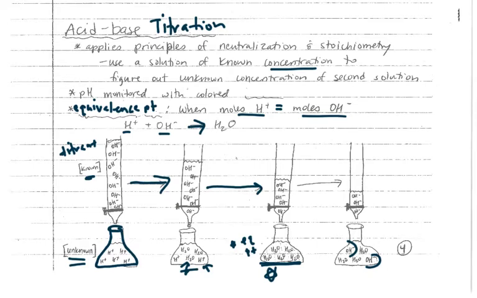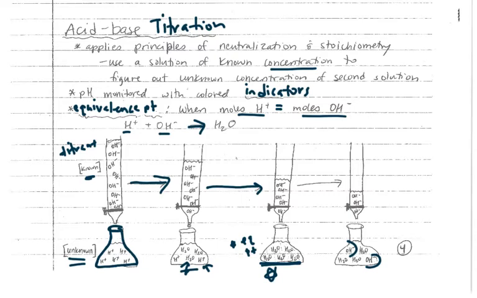So a very common way to monitor the pH, now you can use a pH meter and monitor the pH that way, but a very common way to do this is to use colored dyes that are called pH indicators. And it's the same thing that we use with pH paper, basically contains some of these dyes so that it changes color when it reaches a certain pH.